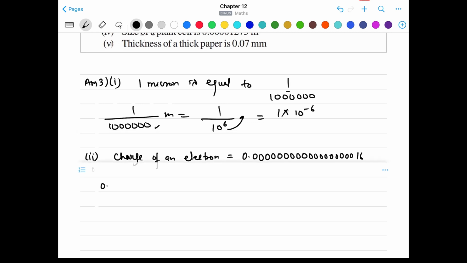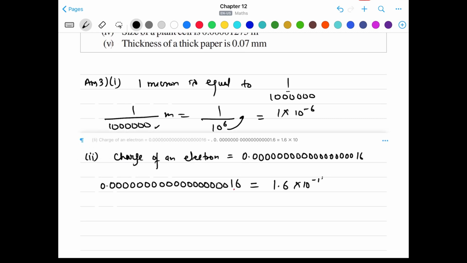Okay, so we can write this number as 0.0, 1, 2, 3, 4, 5, 6, 7, 8, 9, 10, 11, 12, 13, 14, 15, 16, 17, 18, 1, 6, as we'll shift this decimal from here to the right after the first digit. Okay, so we have 18 zeros, then a digit 1, that's the 19th digit, so this will be 1.6 into 10 raised to power, we have 18 zeros and one more digit which is 1, so it will be minus 19. After shifting the decimal from here to here, we have 18 zeros in between, then one digit 1, so it will be 10 raised to power minus 19.